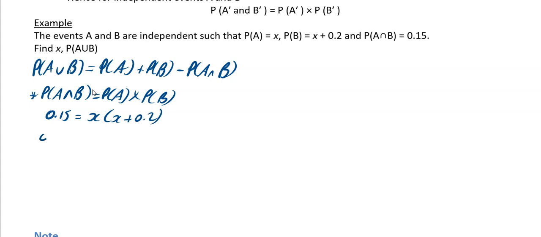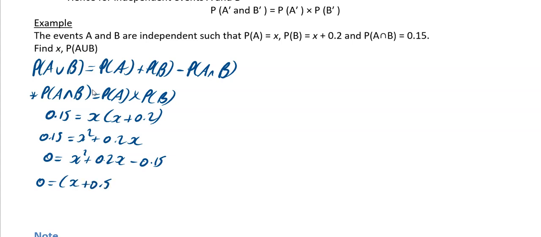So we can multiply it out. So you'll have 0.15 is equal to x squared plus 0.2x. Bring everything over to one side, put it equal to 0. You'll have x squared plus 0.2x minus 0.15, and then we can factorize that. That's going to be (x + 0.5)(x - 0.3). That's how that will factorize, which gives you x is equal to minus 0.5 or x is equal to 0.3.